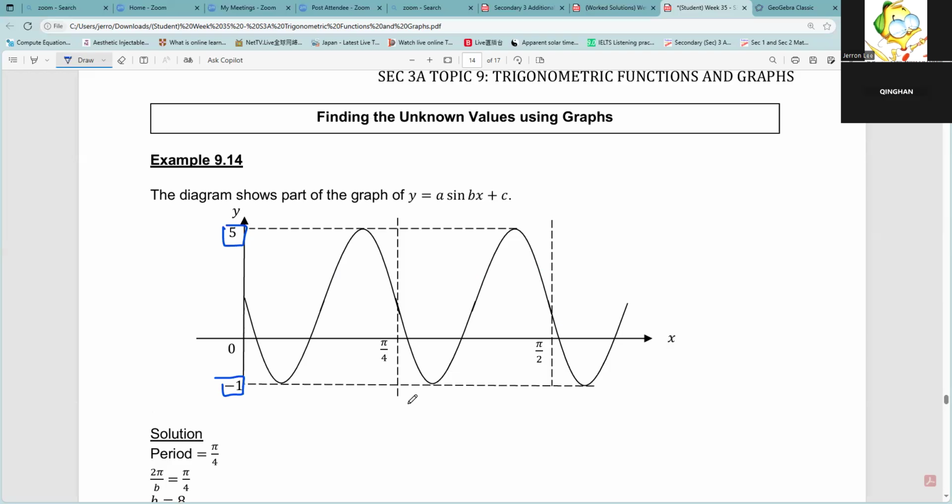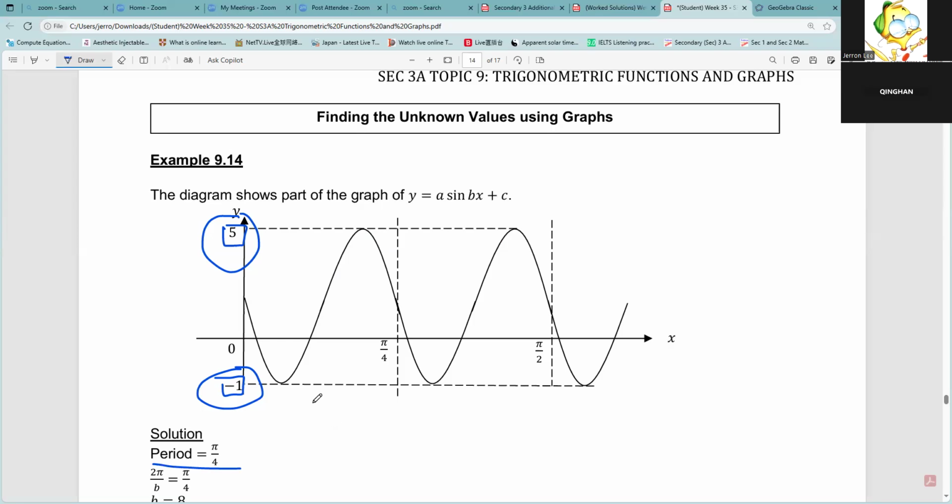Now, what happened is this. This is your maximum value. Okay, this is your minimum value. Obviously, of course. And let's go for the simple one. You will notice, go for period first. How do you know the period? Remember what I told you, Qinghan?